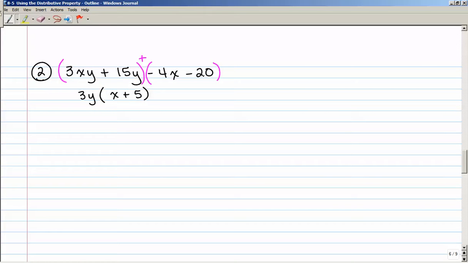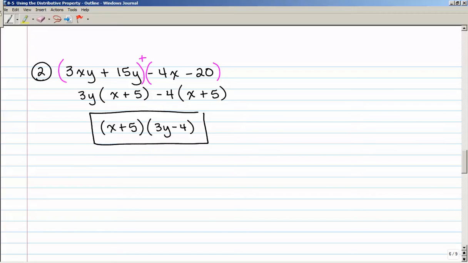Out of my second set of parentheses, since it starts with a negative 4, I'm going to factor a negative something out. And actually it is a negative 4 that I could factor out of there. And that's going to leave me with an x. Now this is a little tricky. Negative 20 divided by negative 4 gives me a positive 5. And again, I have the repeated factor of x plus 5. So I'm going to basically factor that out of each term. And that leaves me with 3y minus 4. And remember again, you can check this by foiling, multiply, and you should get back to where you started.